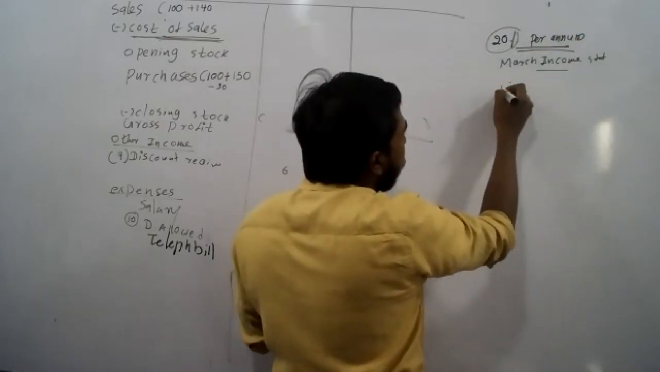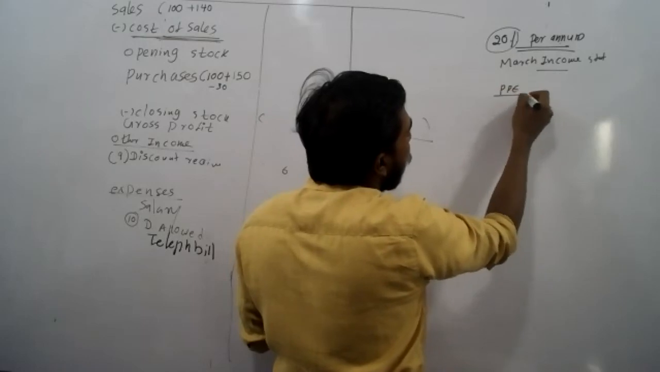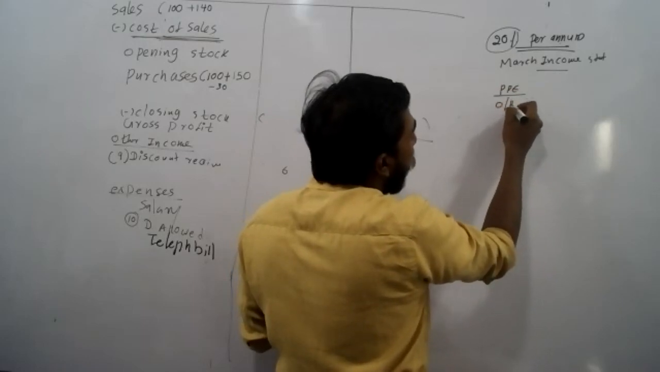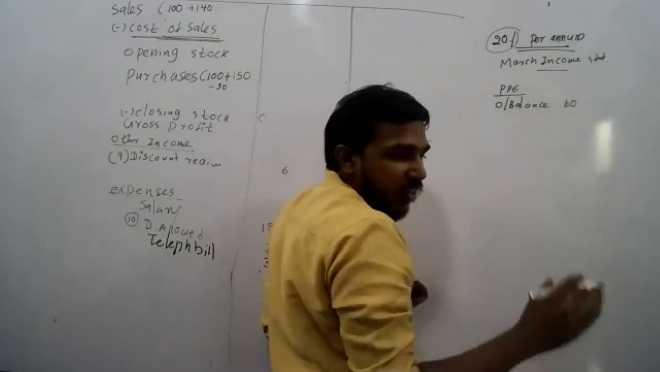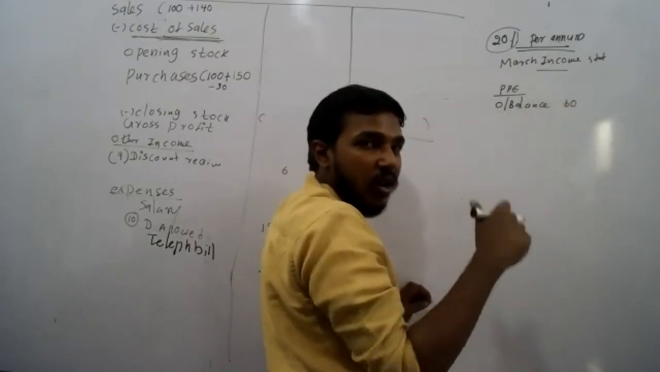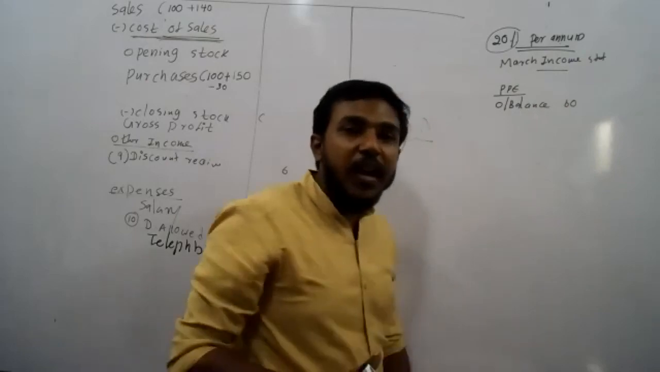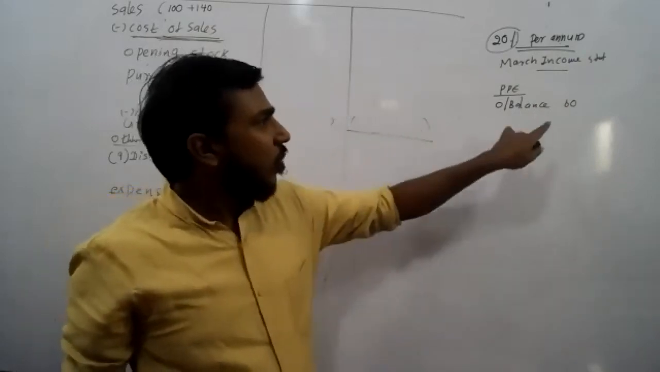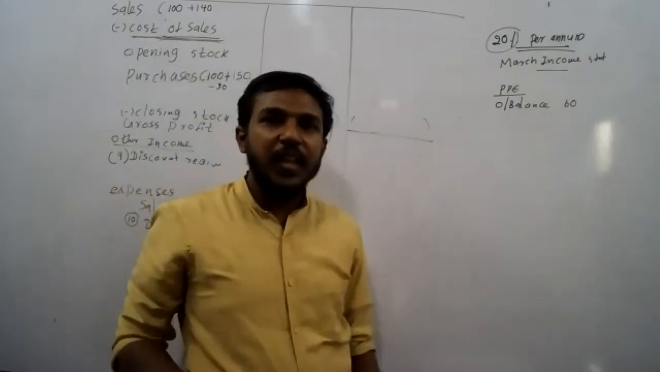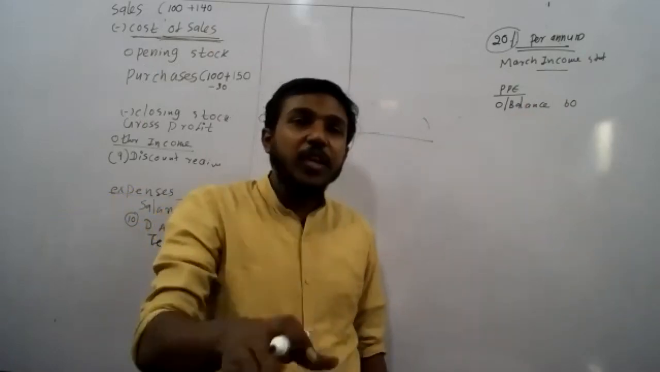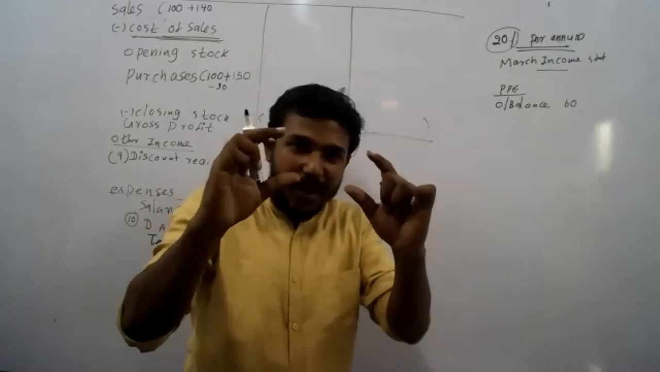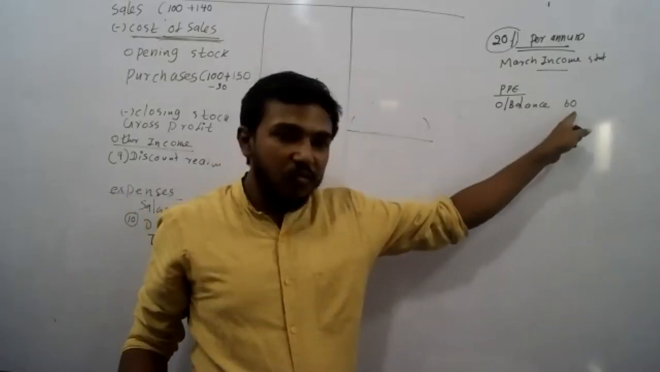First one is property, plant and equipment. Can you remember? There was an opening balance of 60. Go and check your accounting equation, the property, plant and equipment column. How much was the opening balance? 60. That's why I told you, a student who didn't put that opening balance missed the depreciation for this.